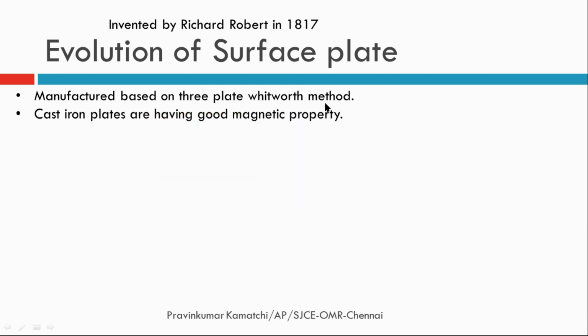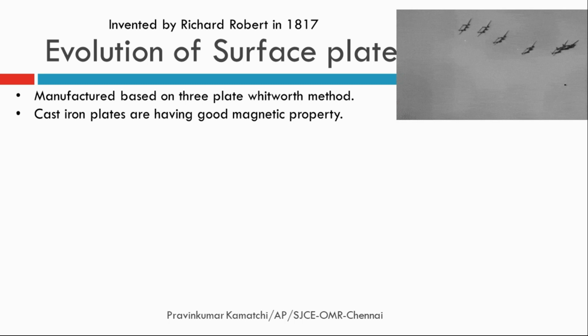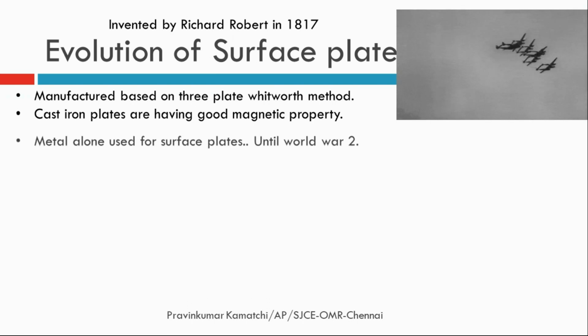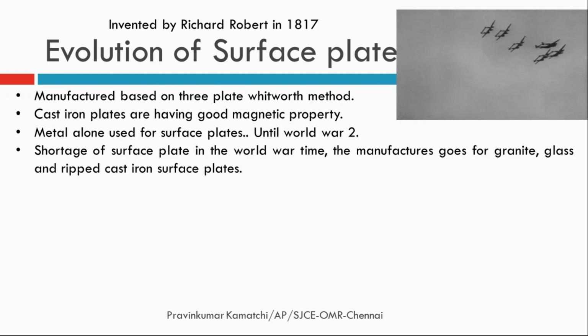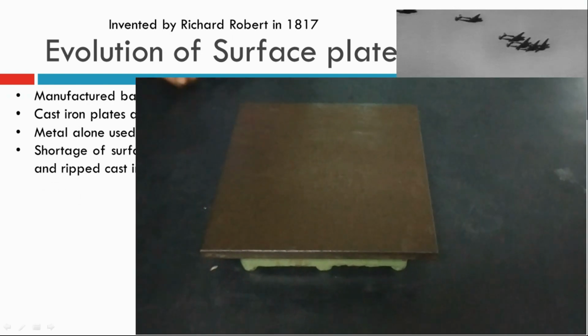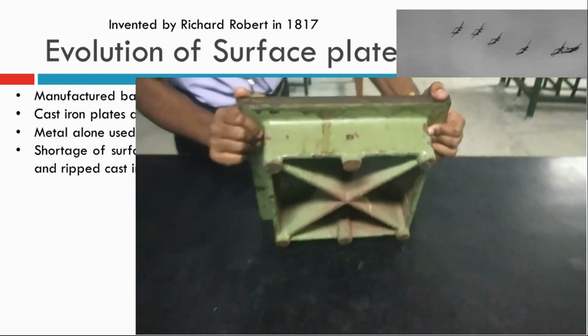Cast iron plates have good magnetic properties. Metal alone was used for surface plates until World War II. At the time of World War II, there was a huge shortage of surface plates. The manufacturers went for granite, glass, and some ribbed type of cast iron surface plates like this.